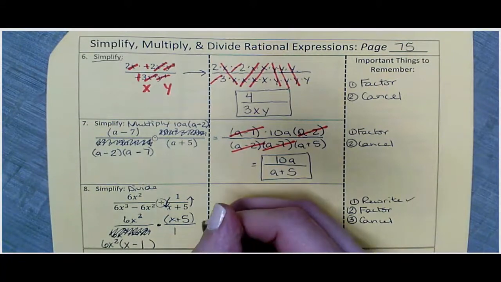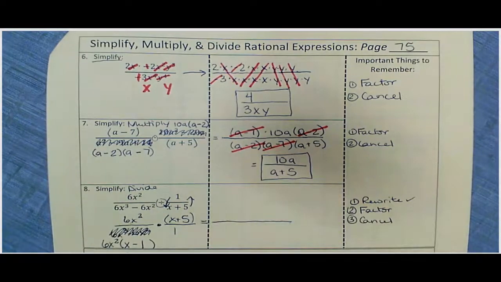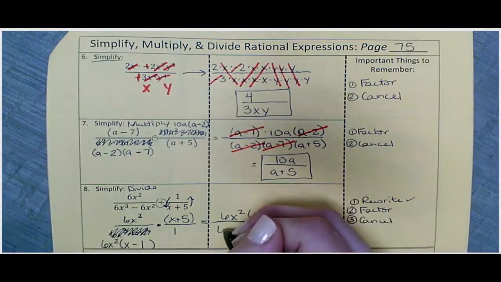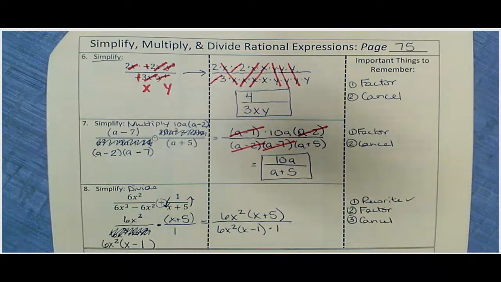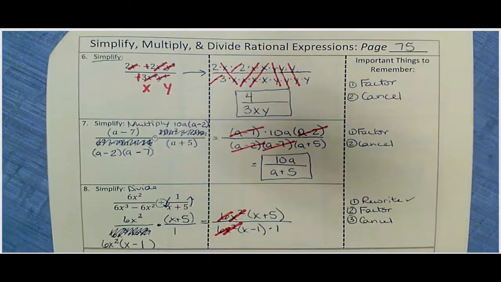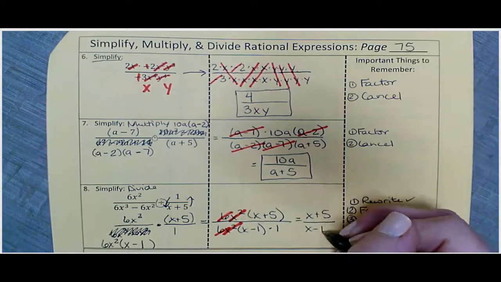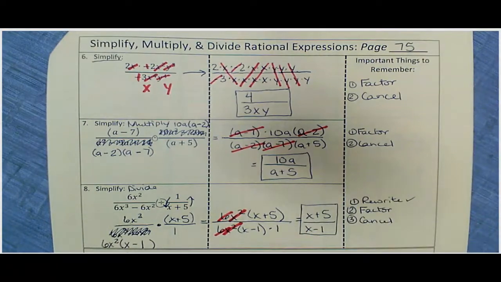So I'm going to rewrite this just like I did up here with all the factors on the top and all the factors from the bottom on the bottom. 6x squared times x plus 5 and 6x squared times x minus 1, and you can really put times 1 if you want, but you don't need to. I notice that my 6x squareds are showing up on the top and the bottom, so those are gone. And all that remains here is an x plus 5 on the top and an x minus 1 on the bottom. X minus 1 times 1 is still just x minus 1. So that's why I kind of ignored the times 1.